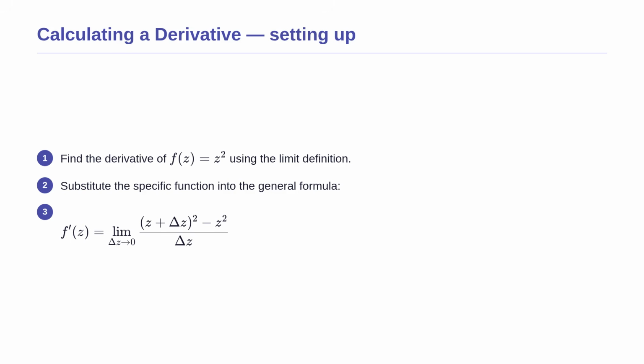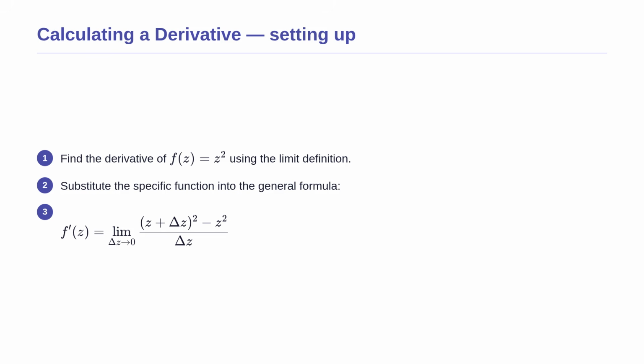Now that we have the formula and the visual intuition, let us calculate a derivative from scratch. We want to find the derivative of the function f of z equals z squared. We need to prove that this function has a consistent rate of change, regardless of the direction we move.